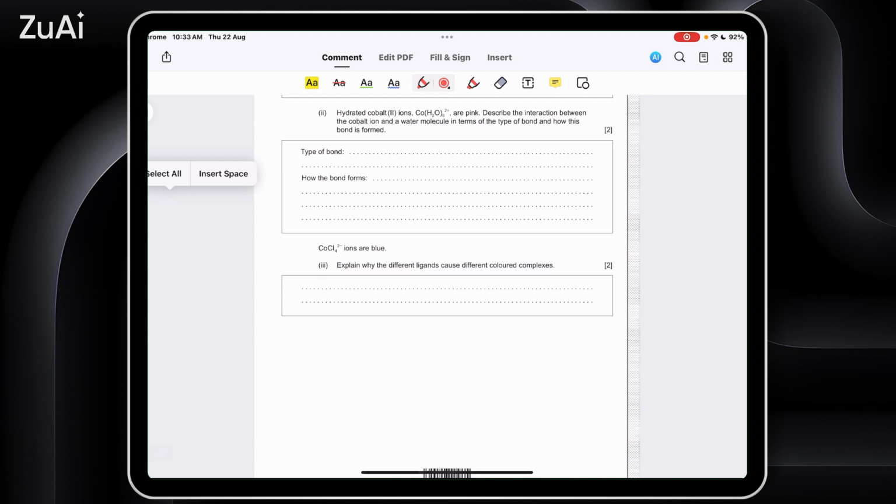Hydrated cobalt is pink. Describe the interaction between cobalt ion and water molecule in terms of bond. So it's coordinate covalent bond. Always remember, whenever you see the hydrated compound with ligand, they form coordinate bond. How is the bond formed? Water acts as a ligand there. Ligand donates lone pair.